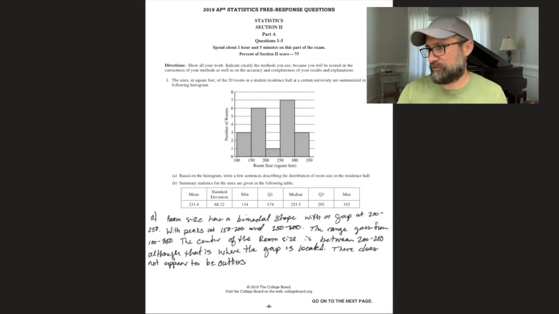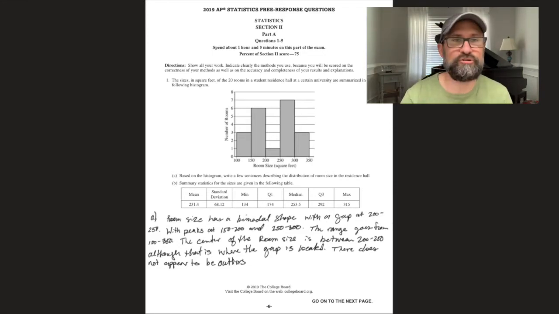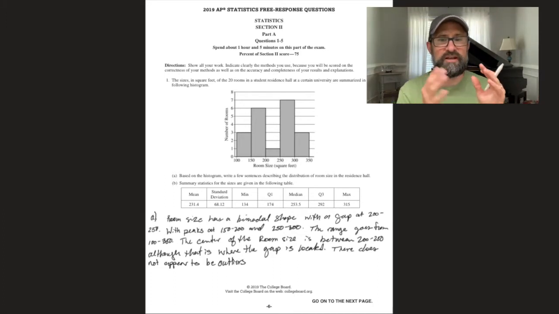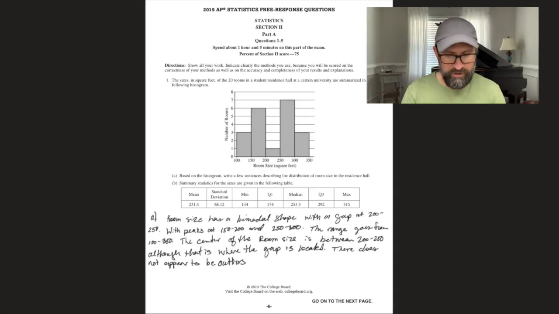To get this fully correct, there are a few things I needed to make sure I did. Number one, for part A, I needed to make sure that I talk about shape. I could have said a couple of things. I could have said it's bimodal. I could have said that there are 2 peaks or that there are 2 clusters. As long as I said one of those 2 things, then I would have gotten shape correct. Number 2, I needed to talk about the center. This is between 200 and 300 square feet.